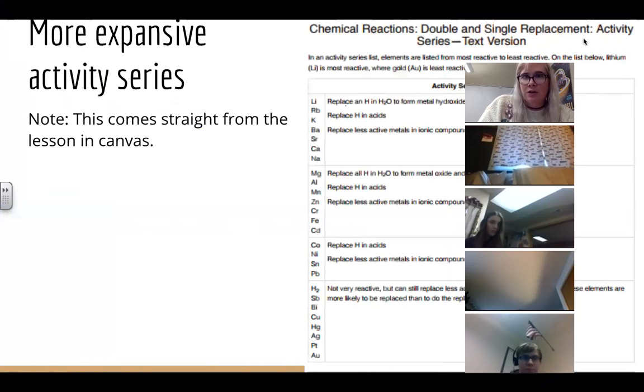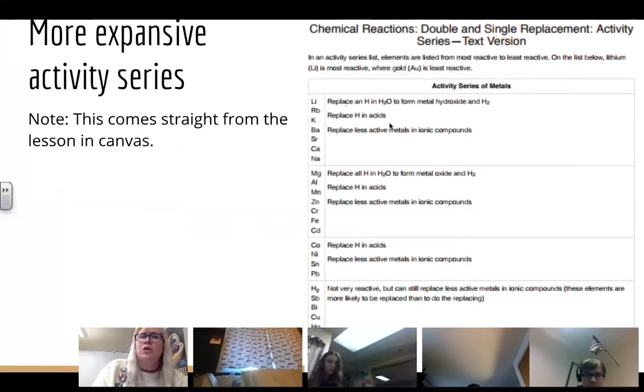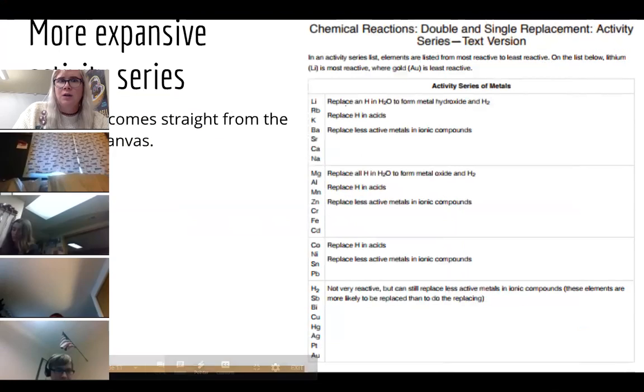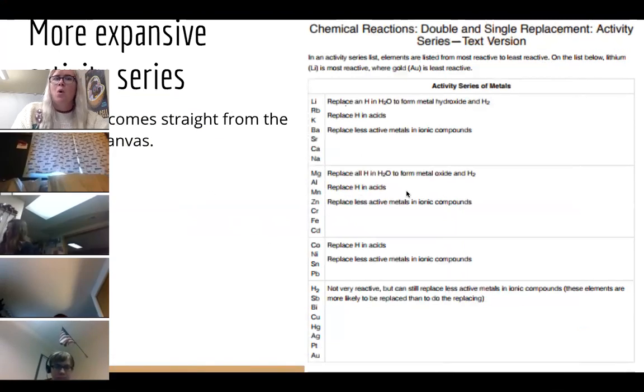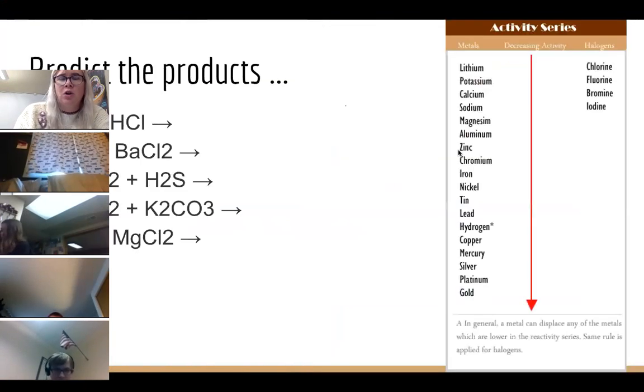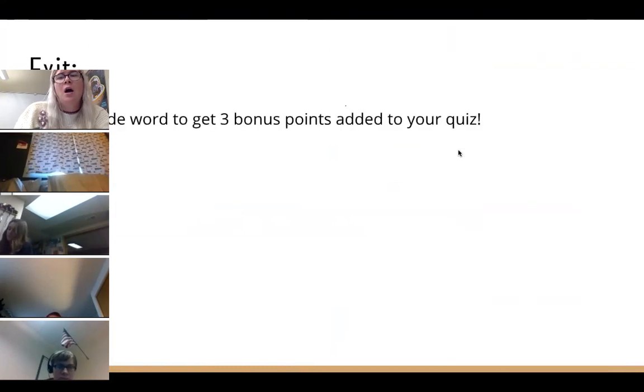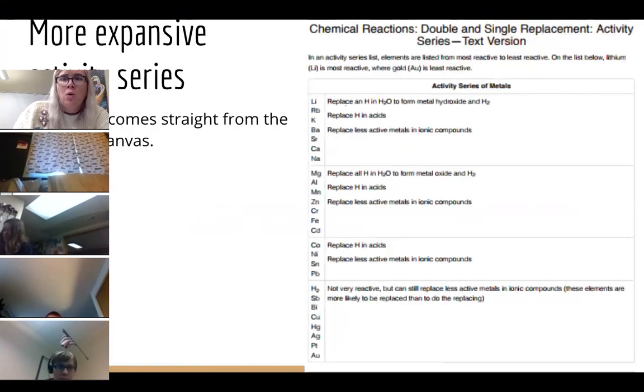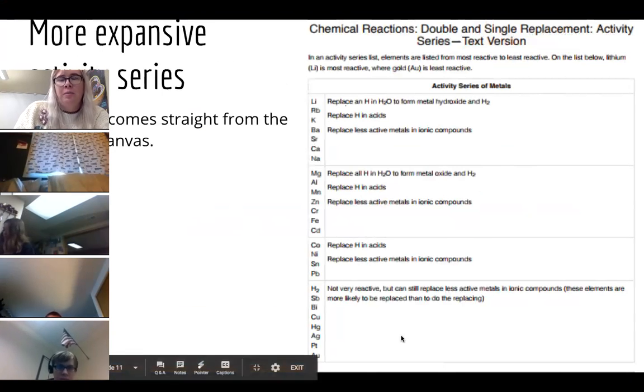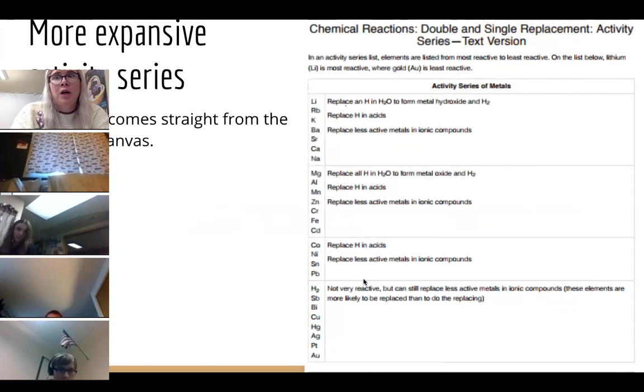Okay, so here's another activity series, then we'll try. This one is the one I took straight from Canvas. This is a little bit more detailed in terms of what happens and includes more metals than the first one, right? I like this first one better just because I think it's easier to see and identify. But make sure that you know all of the metals and all of the potentials here. So I would have this available for when you take the quiz because they will ask questions based on this chart.